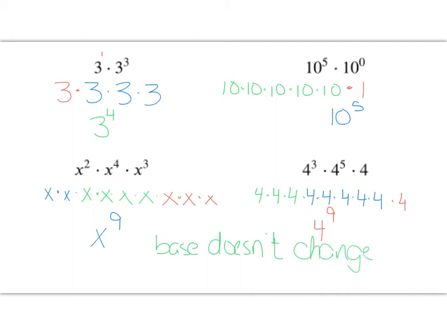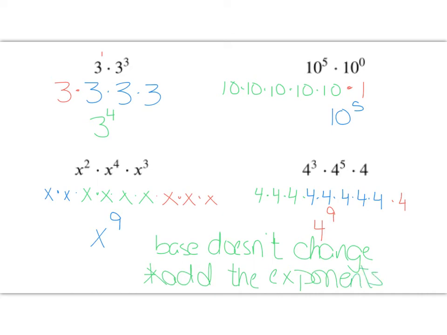Do you see? 3 plus 1 is 4. 2 plus 4 is 6, plus 3 is 9. 5 plus 0 is 5. 3 plus 5 is 8, plus 1 is 9. So we add the exponents. When you're multiplying with the same base, you add the exponents.